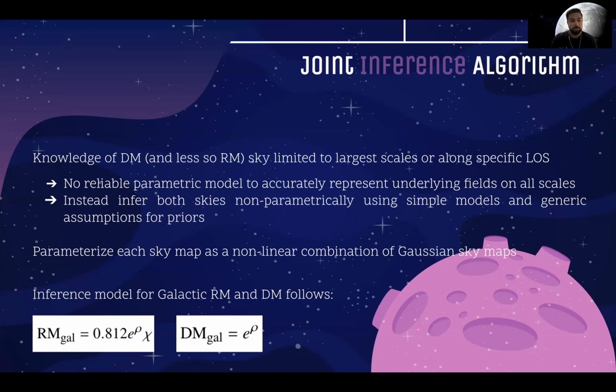And then at the end, we parameterize each of the DM and RM sky maps as a nonlinear combination of Gaussian sky maps. And then using those, we can estimate what the B parallel sky map would look like.